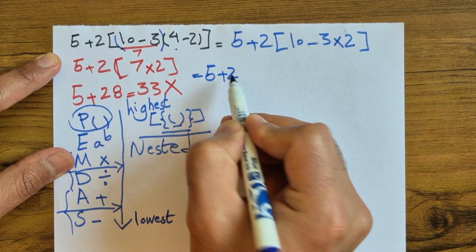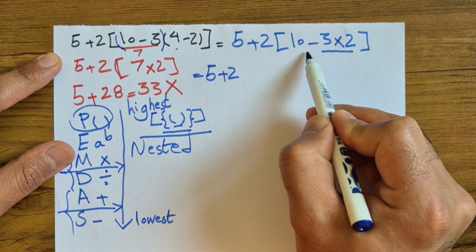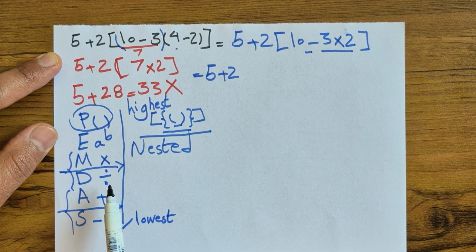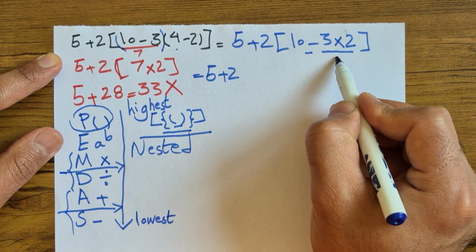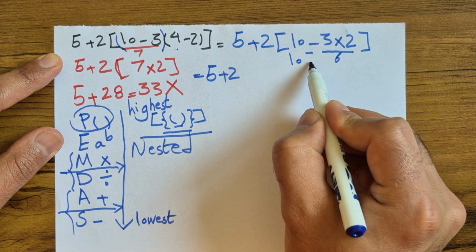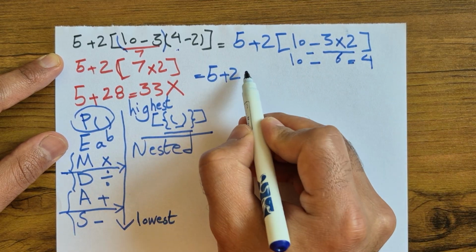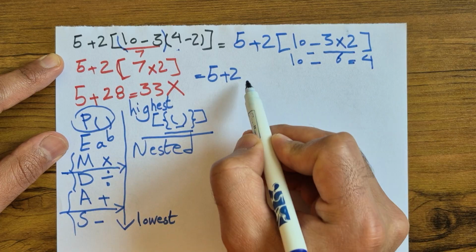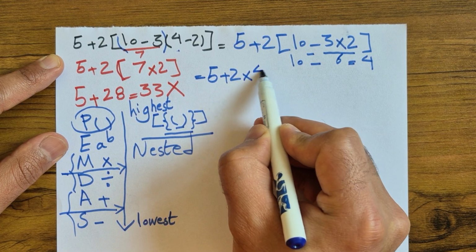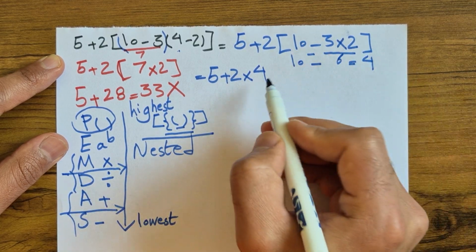So 5 plus 2. Inside the bracket, what do we have? We have a multiplication and subtraction. Multiplication has a higher priority than subtraction. Do that at first. So 3 times 2 gives us 6, right? And then 10 minus 6 gives us 4. So 5 plus 2, and then inside bracket, the whole thing became 4, right? So 10 minus 3 times 2 was 6. 10 minus 6 equals 4.